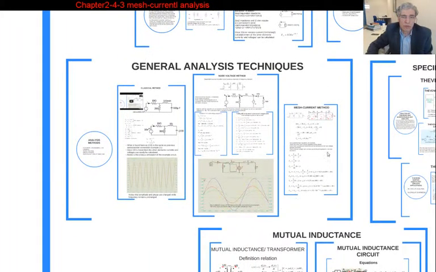So that is the end of these techniques, the three general techniques. Why did we say general? Because in these methods we could calculate all the elements' current and voltage phasors. That's why it is general. So that's the end of this video.